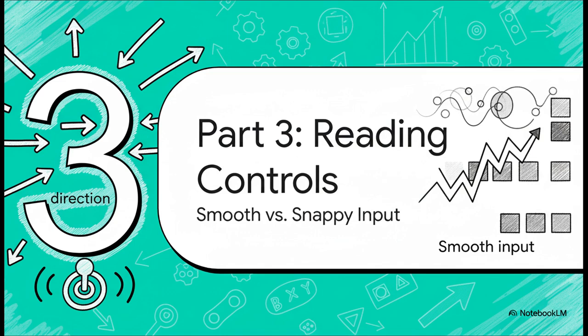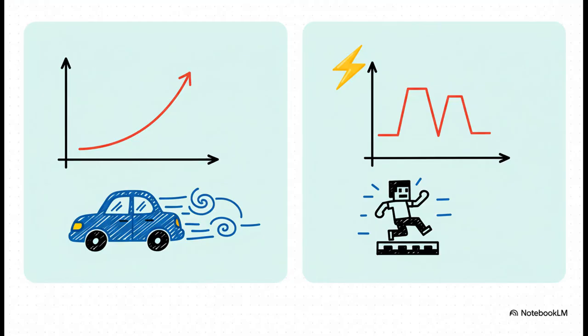Okay, part 3, reading the controls. So we know how to figure out a direction, and we know how to apply that movement. The last piece of the puzzle is, where does that direction come from in the first place? Well, usually it's the player. For the exam, you've got to know about the input manager, and specifically the difference between getting smooth versus snappy input. And this is a huge one for the exam, so listen up.